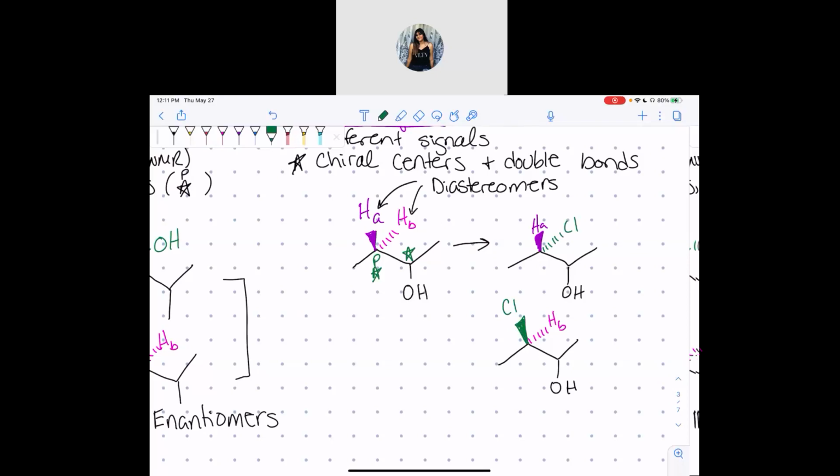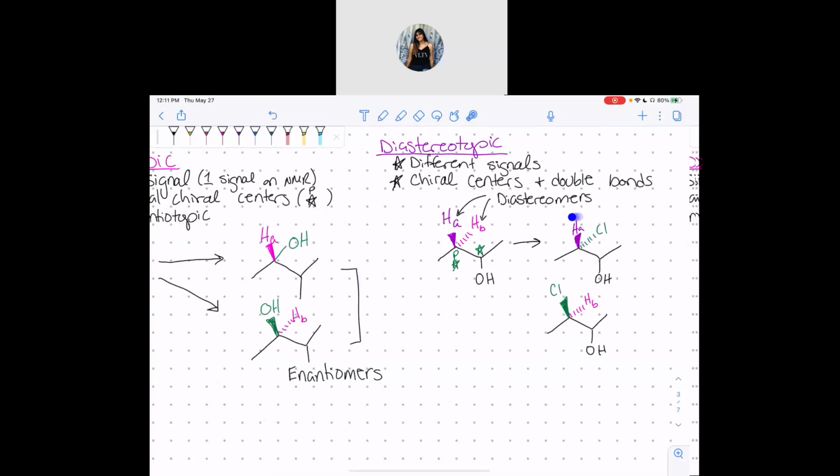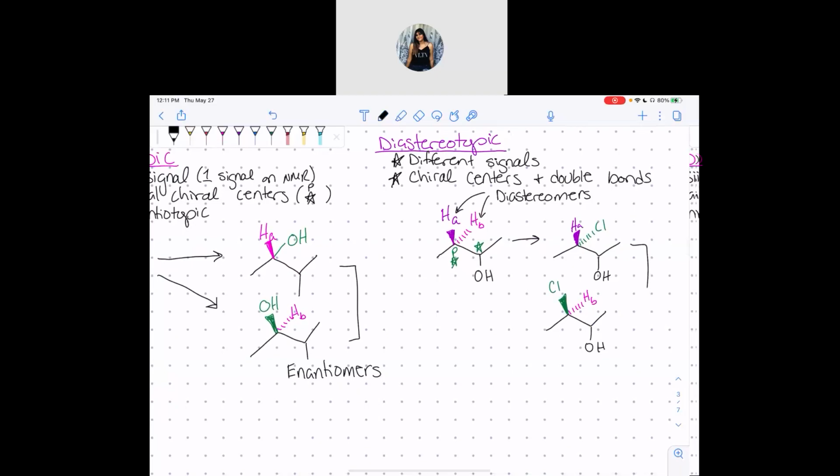All right, anyways. So we replace it with the chlorine, right? Now we have the same thing as the enantiomer set, right? Except we have two chiral centers. So this is no longer a pair of enantiomers, it's a pair of socks. No. Okay, yes, so it's a pair of diastereomers.